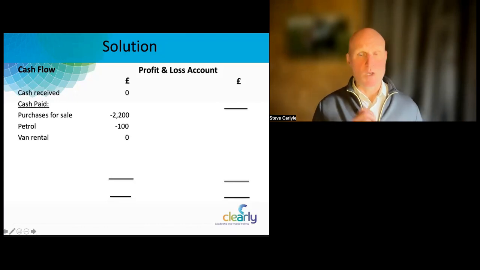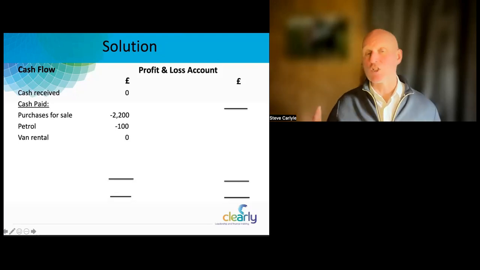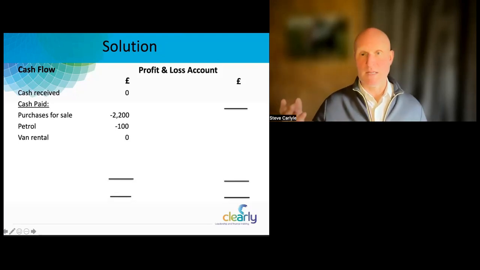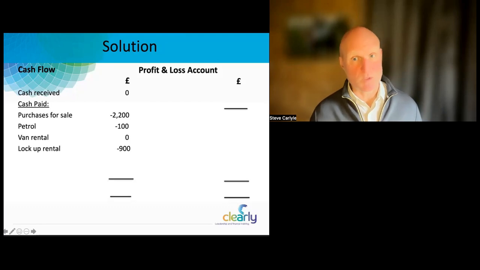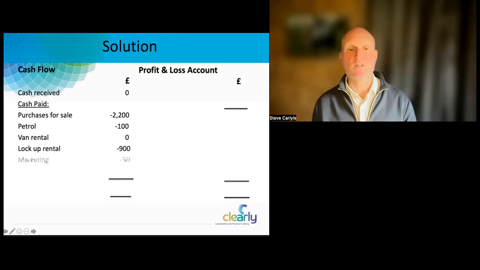For the van rental, we were lucky there because they didn't want any cash until February. So that was good in terms of our cash flow. It kept our cash outflow down a little bit. But we did have to pay for that lockup, and we had a rather large amount to pay for that because we had to pay for all 3 months up front. So that was a bit of a bad one.